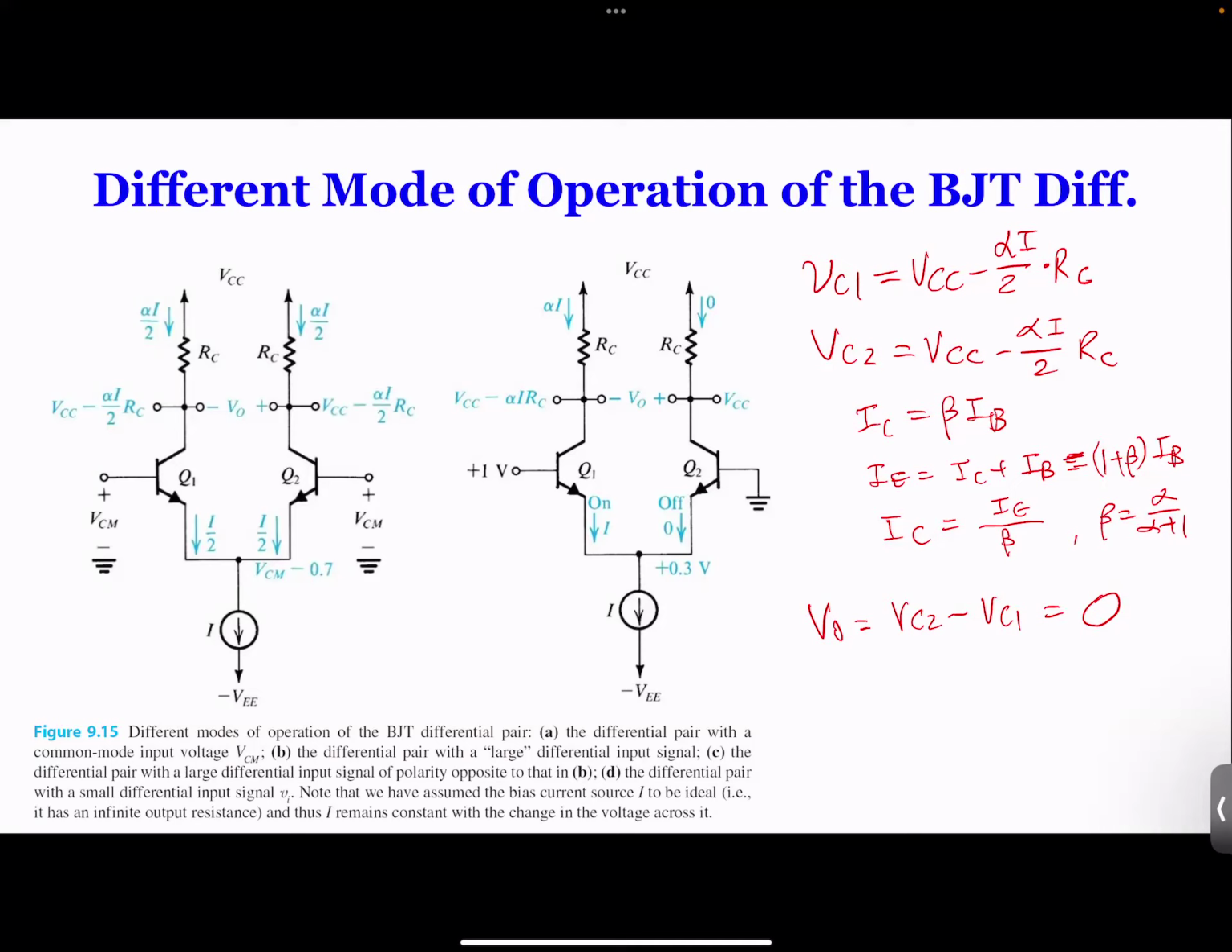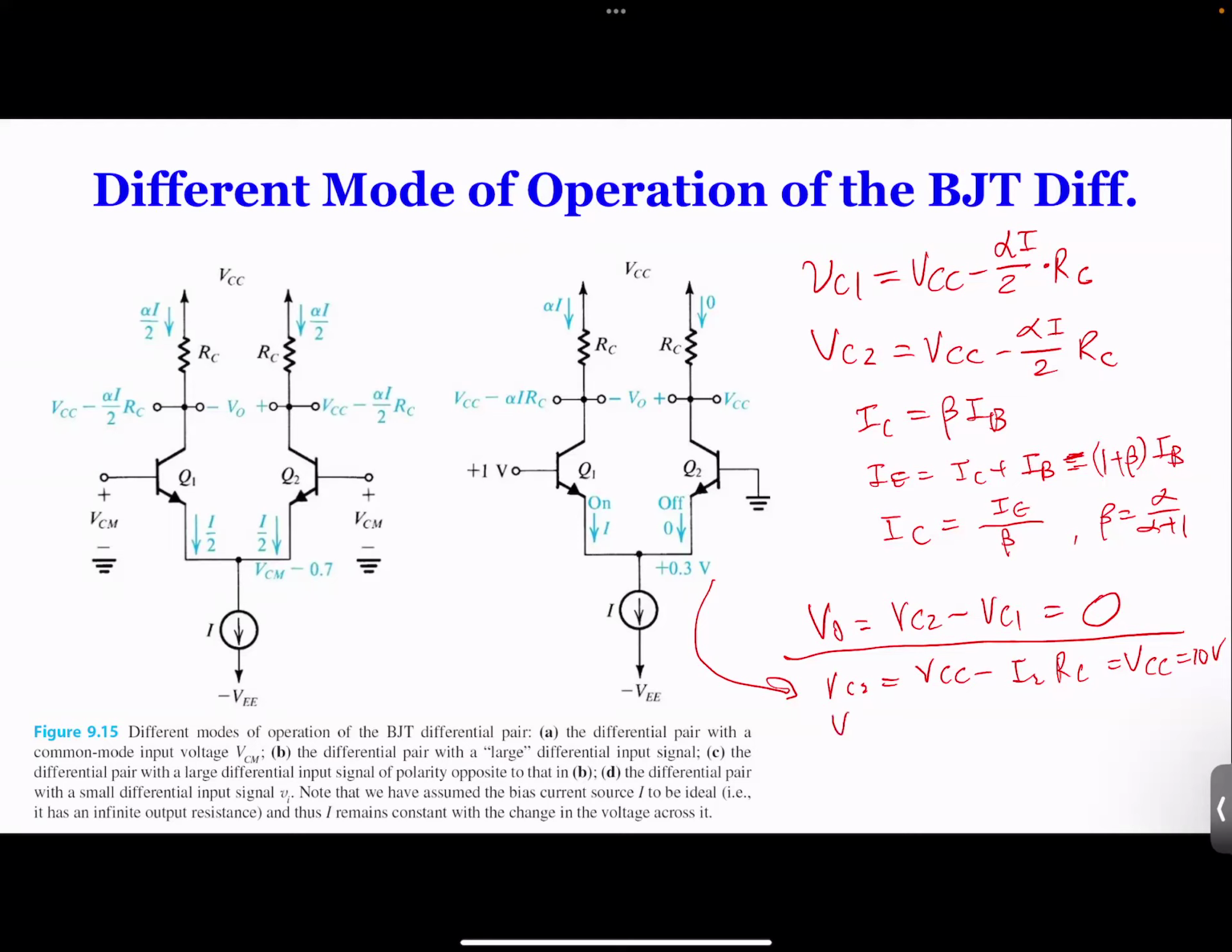So therefore, you have VC2. Okay, let me write down here. So in this case, how much is VC2 now? VC2 is VCC minus alpha I divided by 2, but really that equation is no longer valid. So it's going to be VCC minus I2 times RC, but I2 is 0. So equal to VCC, I don't know how many, let's call it 10 volts. So VC2 equals 10 volts.